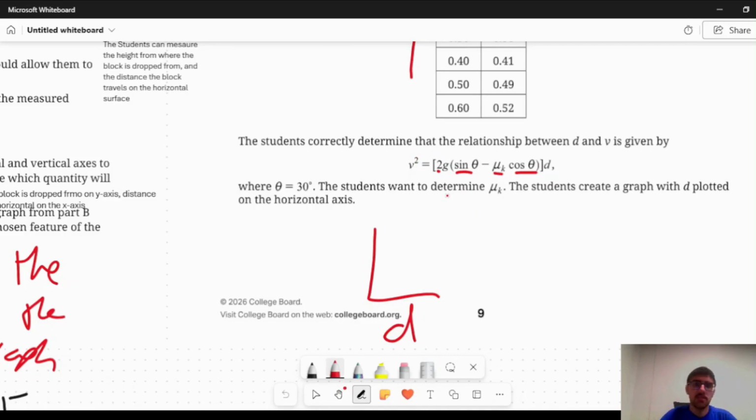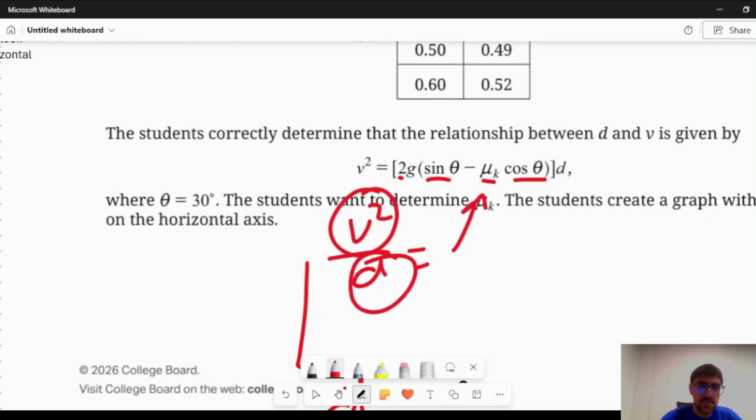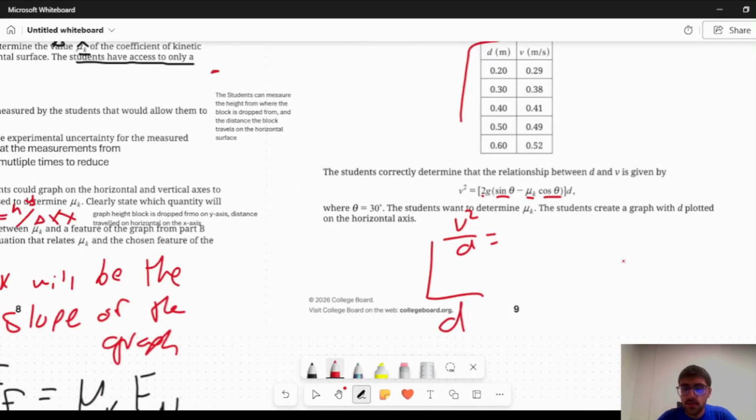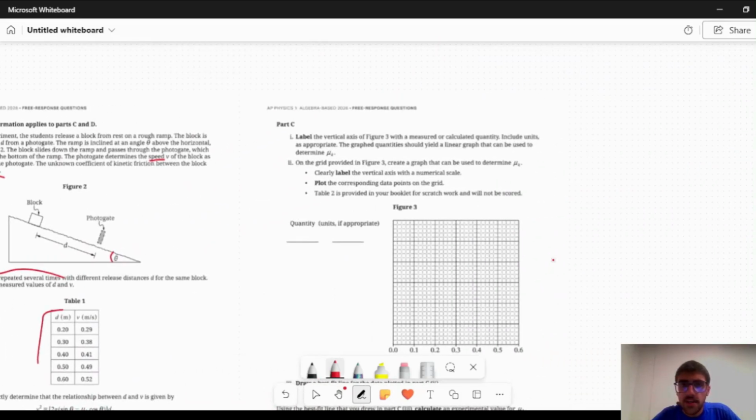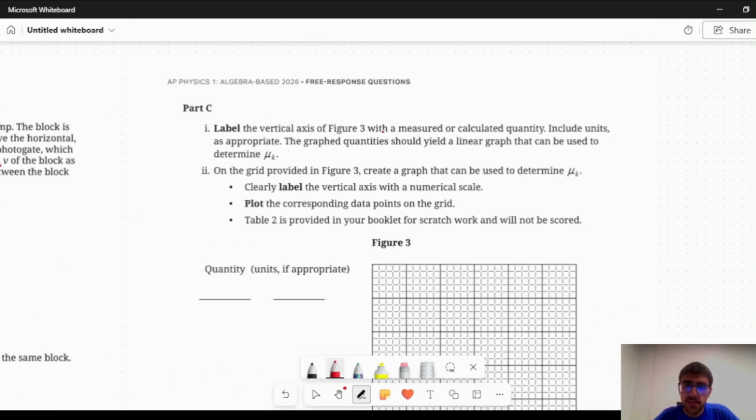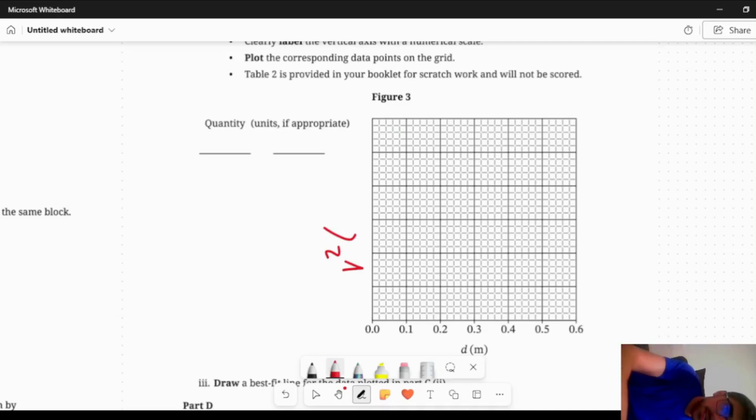Another way to look at it, the way I like to do it, is I have v squared over d, which is equal to this thing. That means this is the y-axis, this is the x-axis, as they did, horizontal. So we're going to be graphing v squared on the y-axis. Label the vertical axis of figure 3 with a calculated quantity. Let me flip this over. V squared, and the unit, if it was meters per second, now it's meters squared per second squared. Like that.